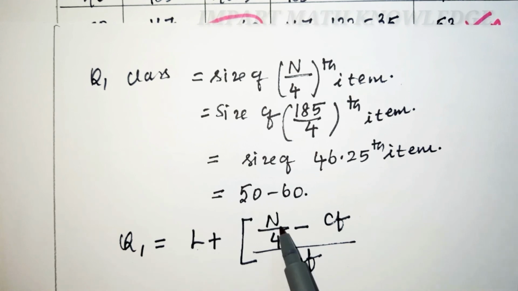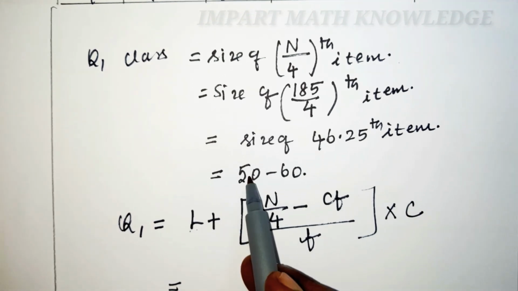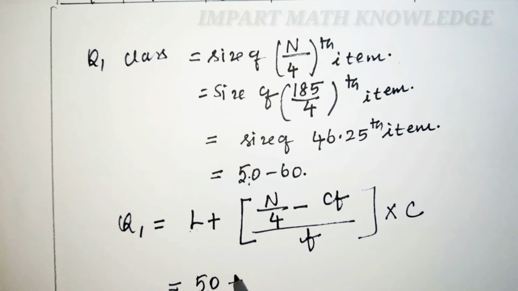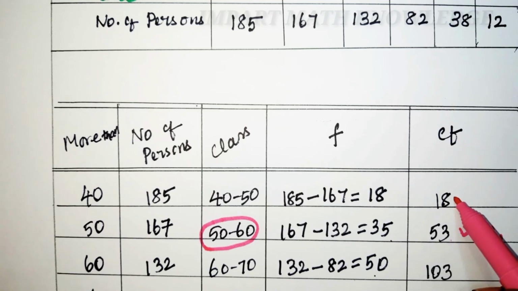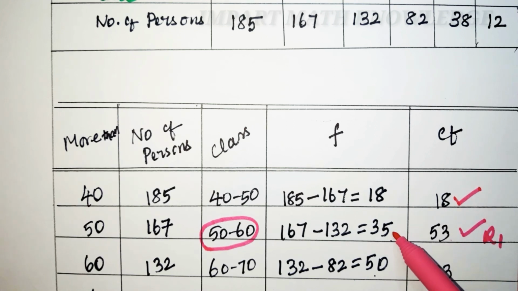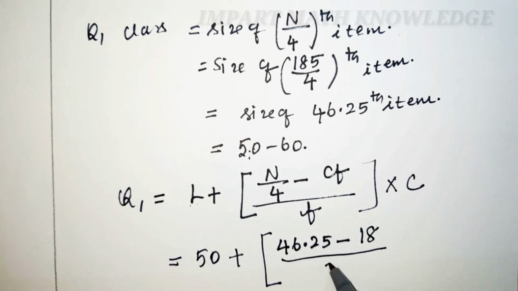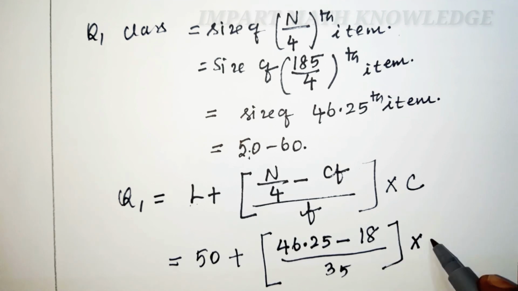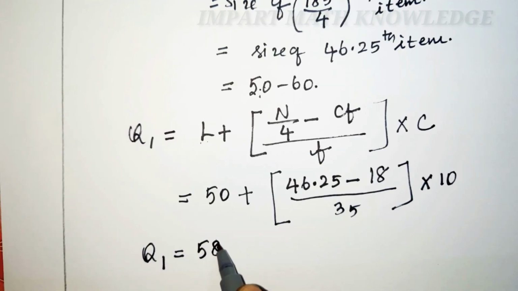Q1 is equal to L plus (n by 4 minus cumulative frequency preceding the Q1 class) divided by frequency in the Q1 class, into length of the class interval. Here L is the lower limit of the Q1 class, that is 50, plus n by 4, which is 46.25, minus cumulative frequency preceding the Q1 class, which is 18. Frequency in the Q1 class is 35. Length of the class interval is 10. So Q1 is equal to 58.07.